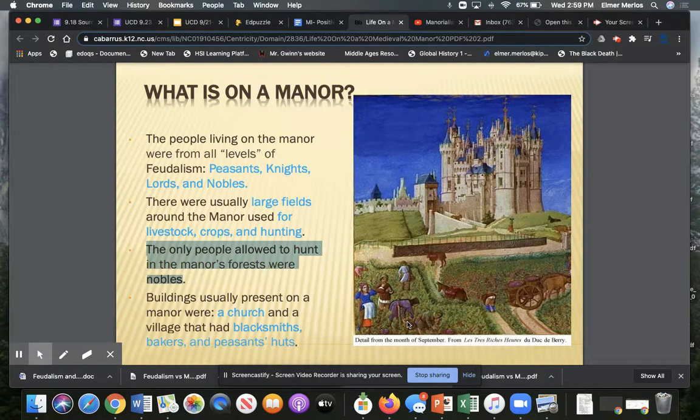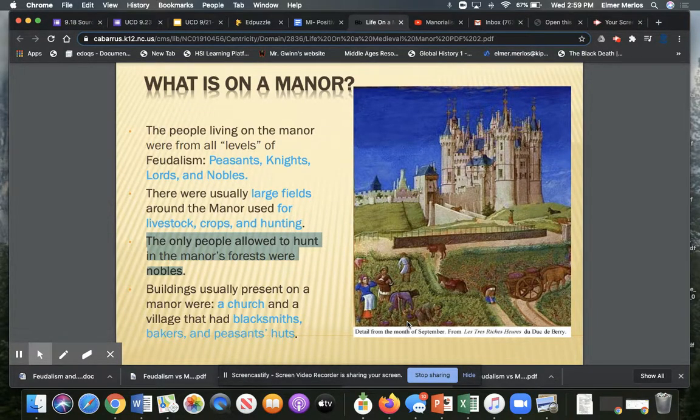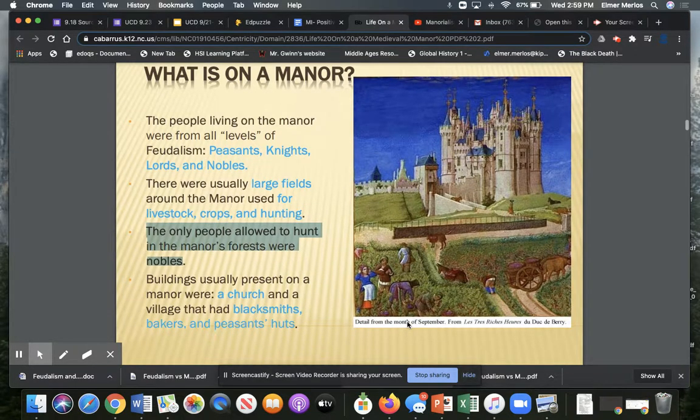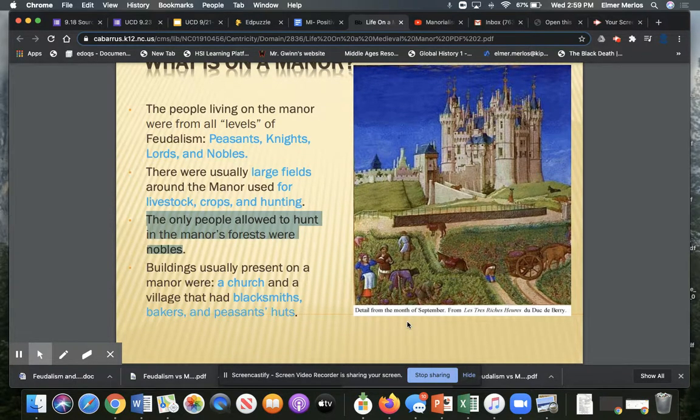And it wasn't just peasants or lords or nobles that lived in the manor, right? It was also knights. It could have been some people that create tools. It could be church officials. It's not just one or two types of people. There are usually large fields around the manor used for livestock, for animals to graze on, and for crops and hunting. The interesting thing is that only the lord is allowed to hunt, or the person in charge of the castle.